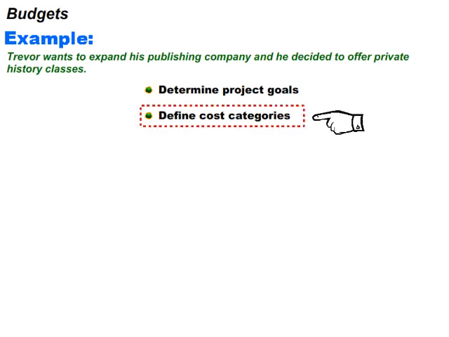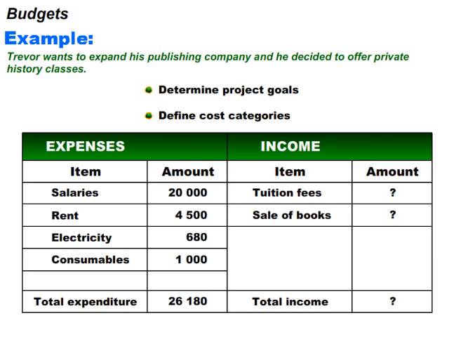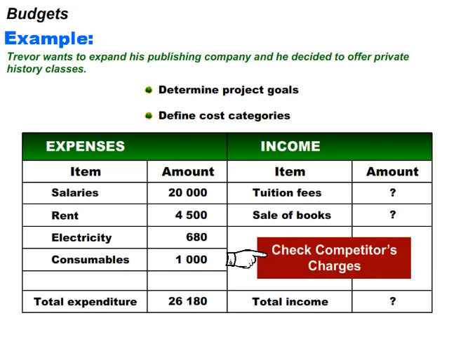Next, we define the cost categories for the project. In Trevor's case, his expenses will include paying salaries of tutors. He has to pay rent and electricity around 680 Rand. Trevor's competitor spends about 1,000 Rand buying printer cartridges and stationery. Trevor thinks this is the amount he will also spend. Trevor has to compare the cost of other competitors so that he can charge a reasonable tutoring rate.